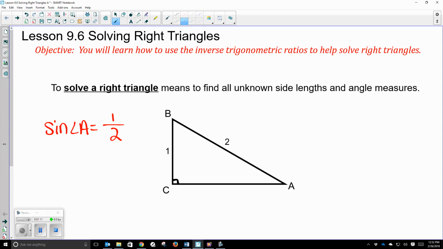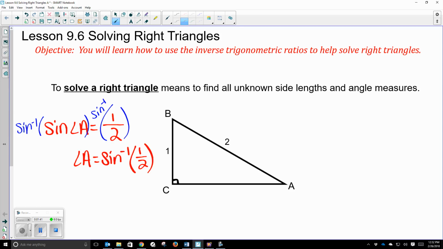So what you would do, and you don't have to show this, I'm going to put it in blue. This is not something we'll show every time. You take the inverse sine of both sides. When you take the inverse sine of the sine of something, it gets rid of that. This cancels, and you end up with angle A on the left-hand side. And then you're taking the inverse sine on the right-hand side. That's the only way you can take the trig function away from the angle measure.